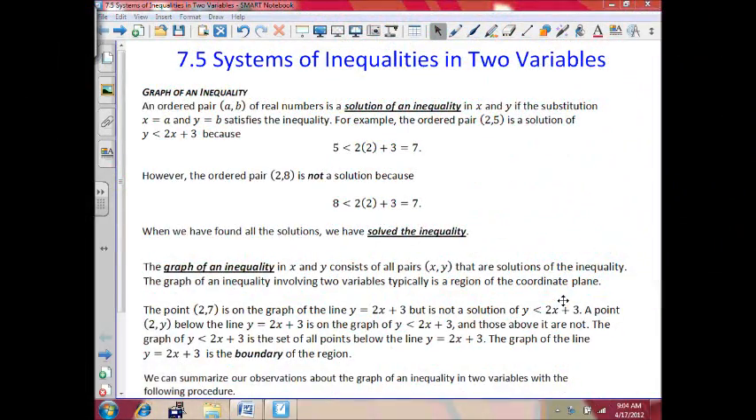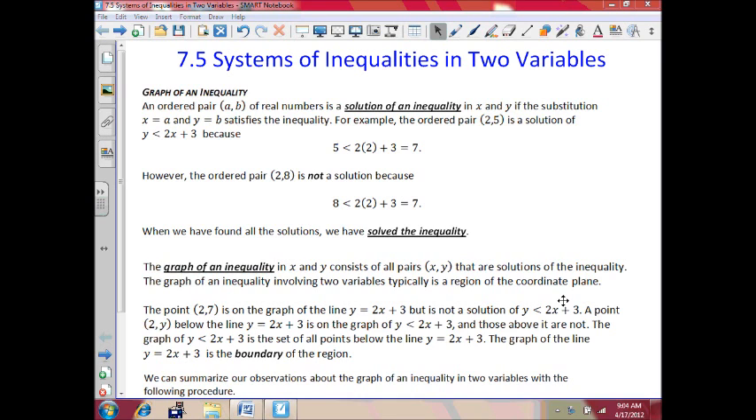In this video, we're going to review a little bit how to graph an inequality, and then we're going to graph systems of inequalities in two variables. Now, an ordered pair of real numbers is a solution of an inequality if x and y in the substitution, x equals a and y equals b, satisfies the inequality.